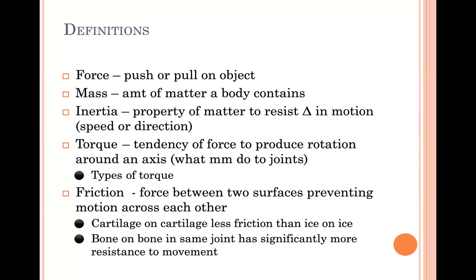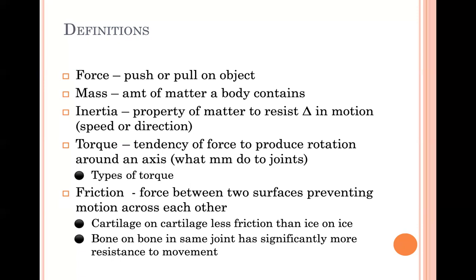Then we have torque, which is the tendency of force to produce rotation around an axis. So what muscles do to the joints. And there's two different types of torque. There's static torque, which is where the start of an object begins to rotate. Then there's dynamic torque, which is the force needed to continue that rotation.